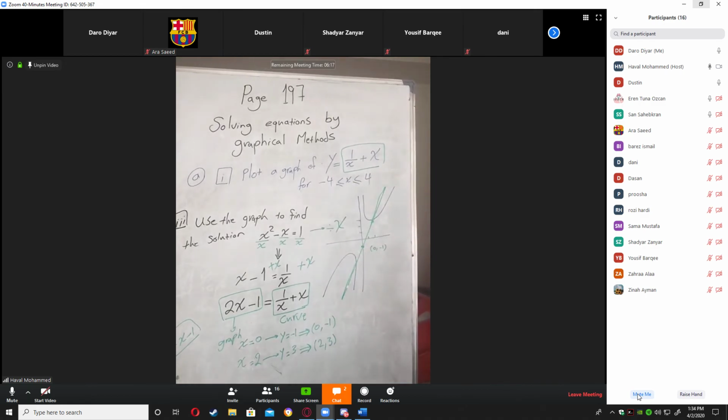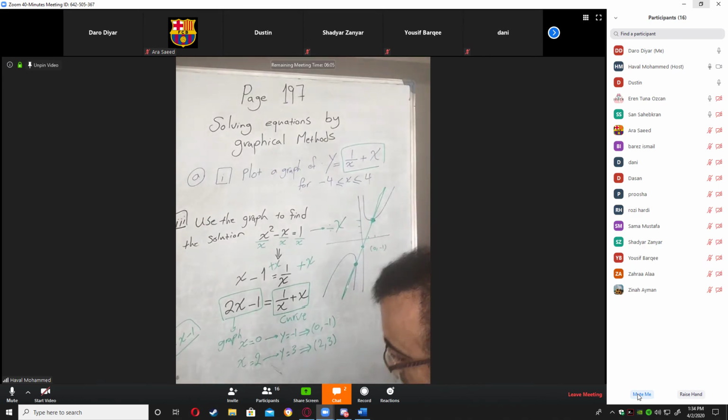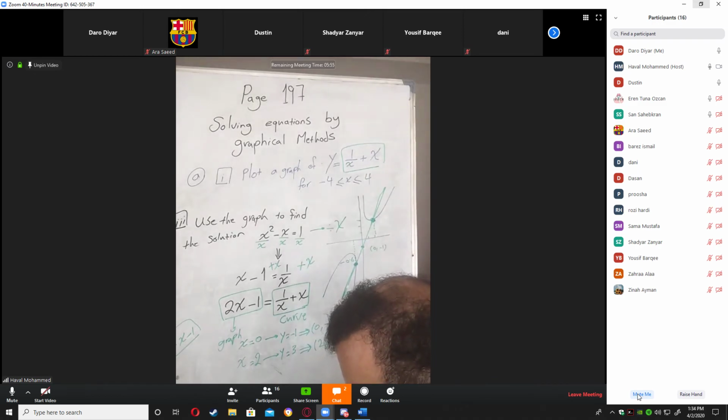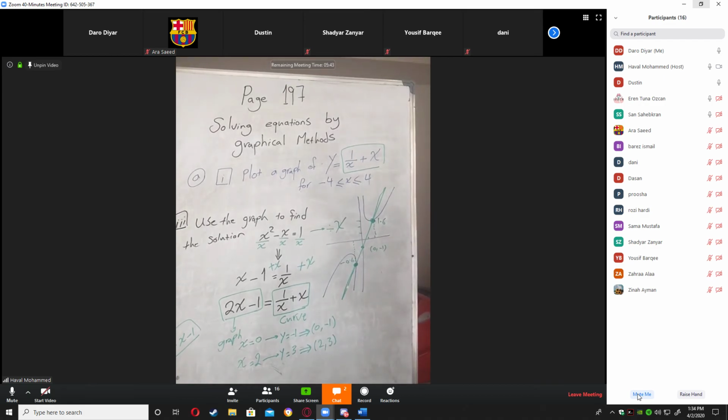Now, to find the solution, you check at what points this line goes through the curve. Then when you check in your book, obviously it's going to be around negative 0.6 as an x, and the other is going to be around 1.6. Is this one clear now? Clear? Can you hear me?